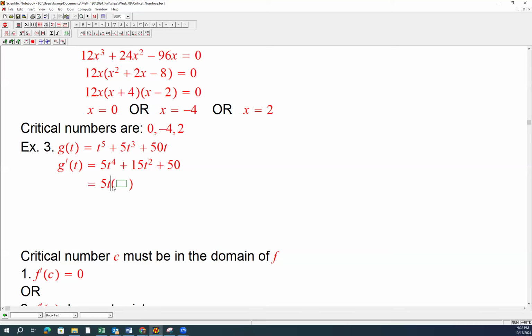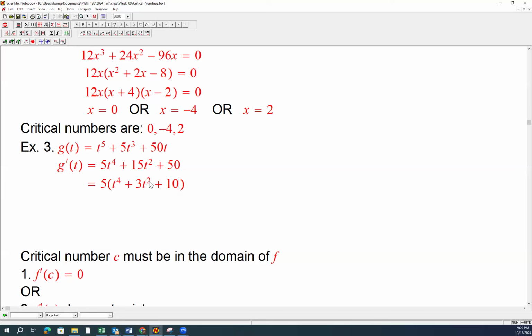No, we cannot factor out t, sorry. We cannot factor out the t, but we can factor out the 5. So we get t to the power 4 plus 3t squared plus 10. Okay? But how do we factor this?